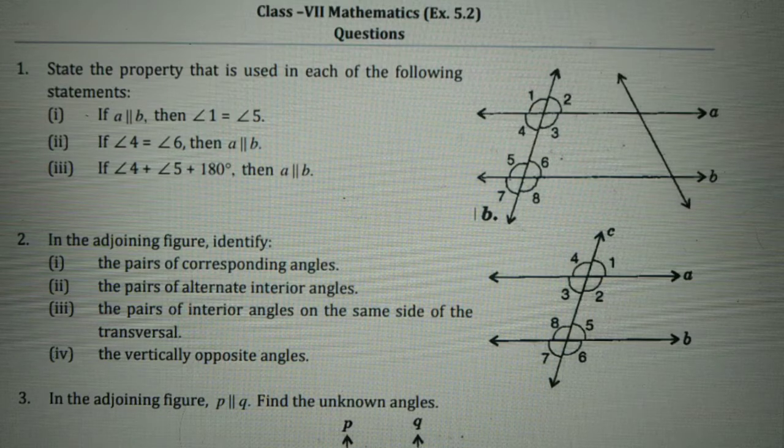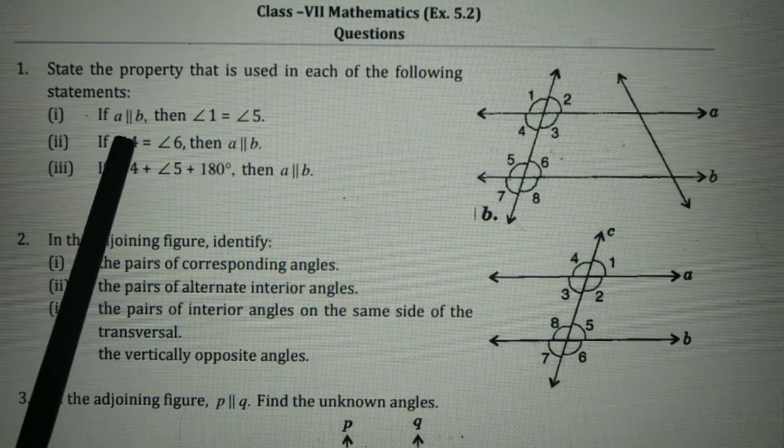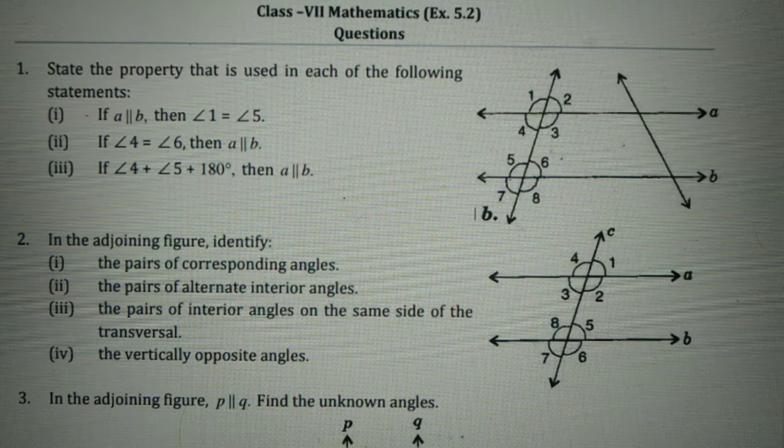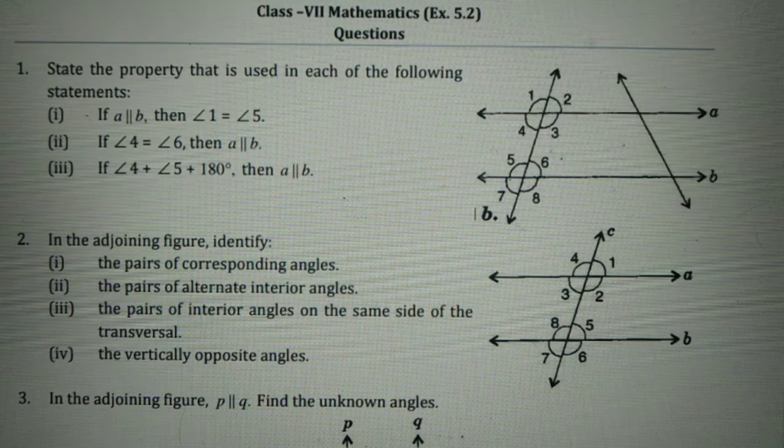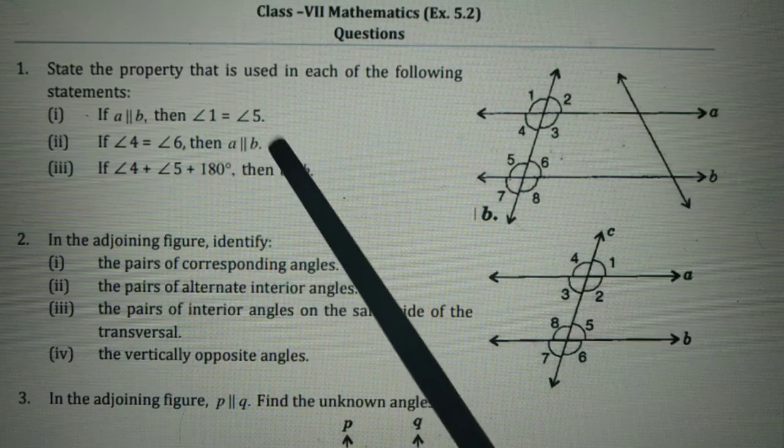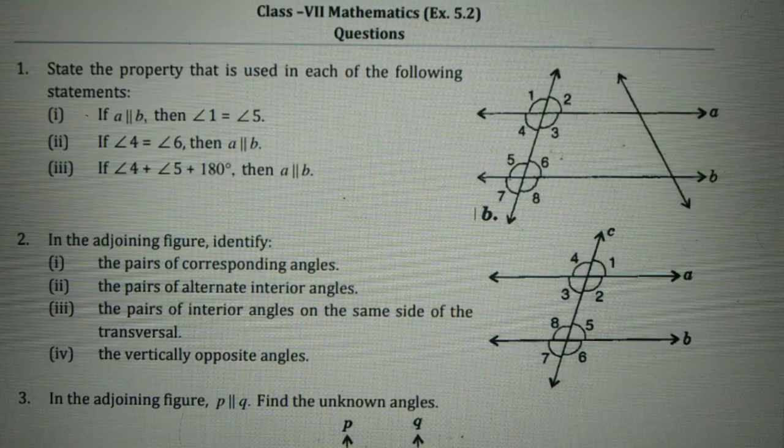Now understand the question which is given related to the diagram. State the property that is used in each of the following statements. First question: if A is parallel to B, it is given that these two lines are parallel, then angle 1 is equal to angle 5. You must tell the property by which angle 1 is equal to angle 5.